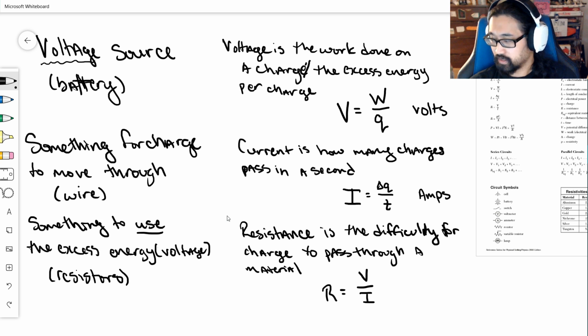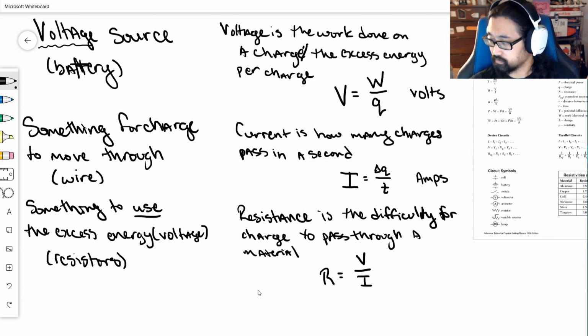Right. This equation will not often be displayed like that, even though it's on the reference table like that. You can see it just down there. I've just rewritten those three equations, right? V equals W over Q, I equals delta Q over T, and I said this. However, more commonly, you will see that V equals I times R, and we'll talk about that.